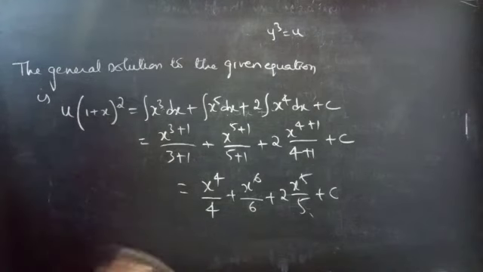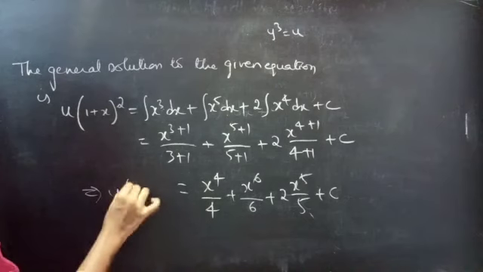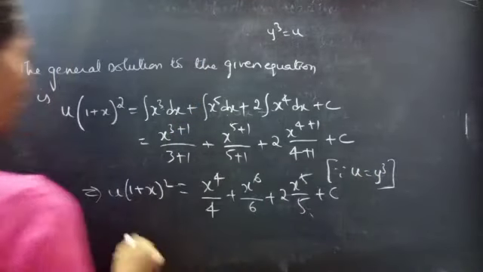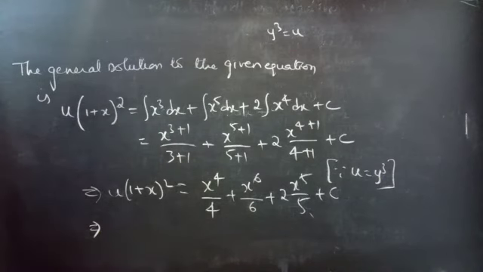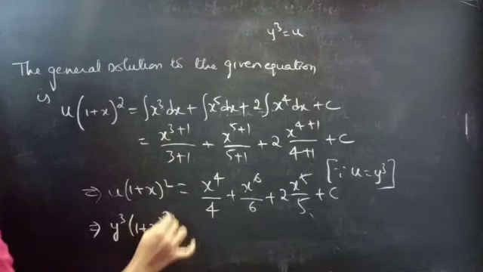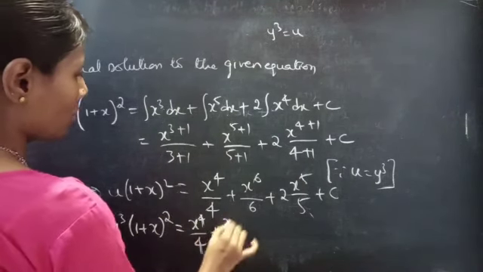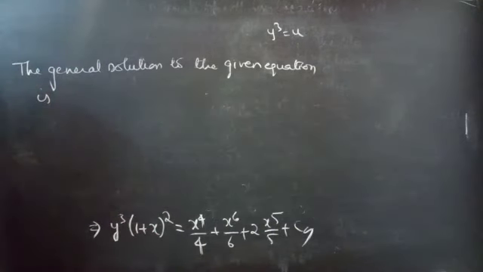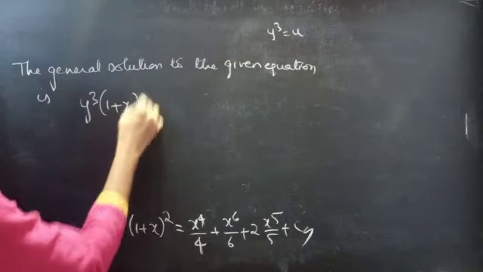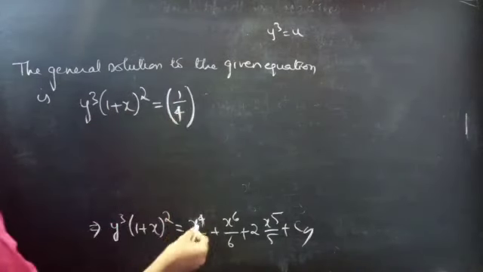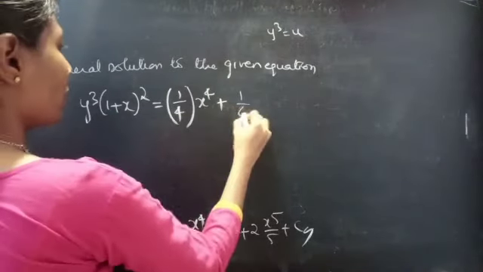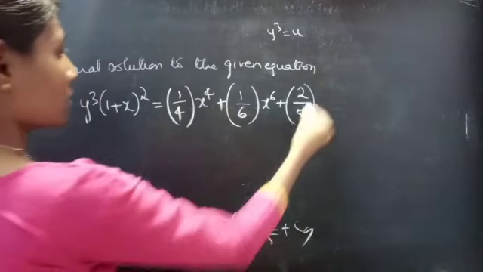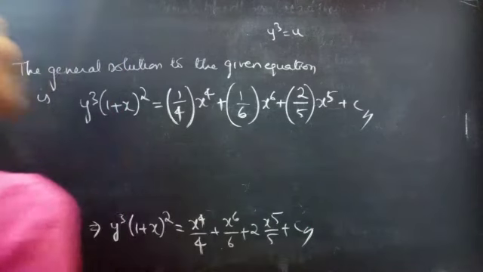Now we can replace u. The next step will replace u. Since u equals y cube, we are going to replace u, then we'll get y cube into 1 plus x whole square equals x power 4 by 4 plus x power 6 by 6 plus 2 times x power 5 by 5 plus c. Or you can write this as y cube times 1 plus x whole square equals 1 by 4 into x power 4 plus 1 by 6 into x power 6 plus 2 by 5 into x power 5 plus c, which is the required general solution.